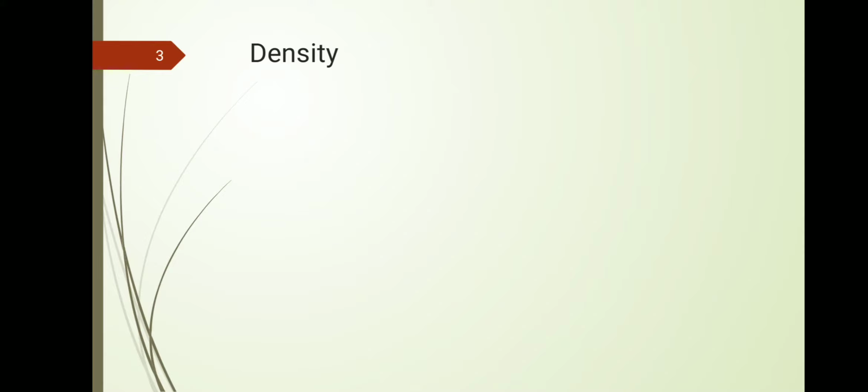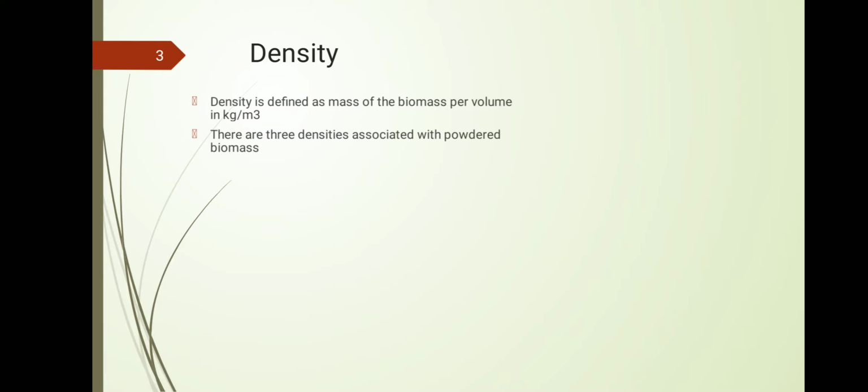Now all of you know what is density. It is the mass by volume expressed in kilogram per meter cube. But in powdered biomass, we have some powdered biomass like sawdust, coir pith, etc. These are in powdered form. We have three densities associated with it. So what are these three densities?